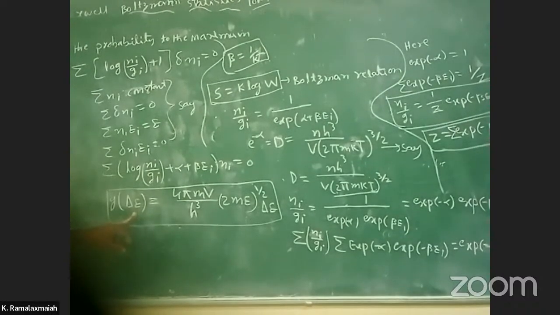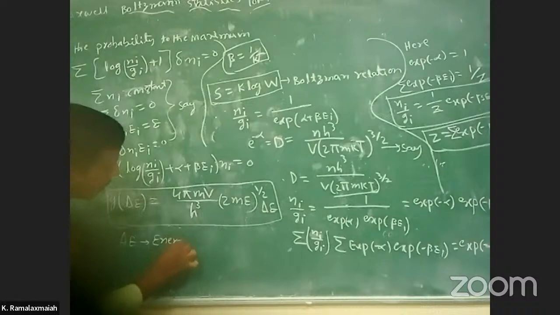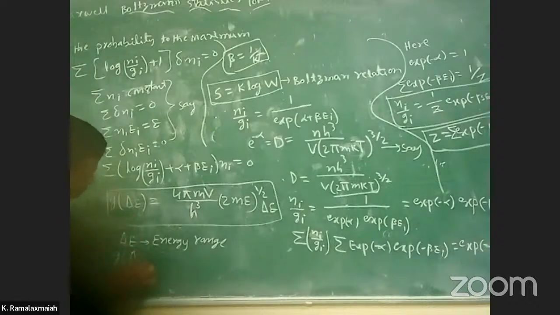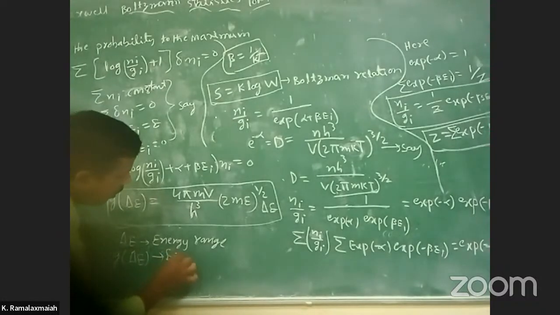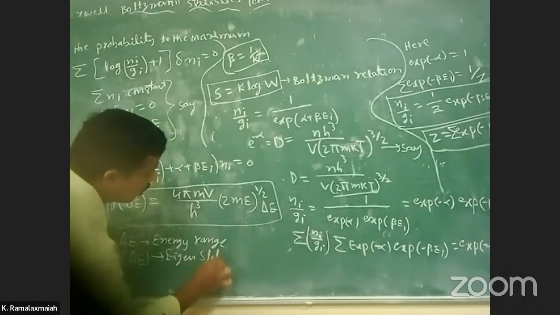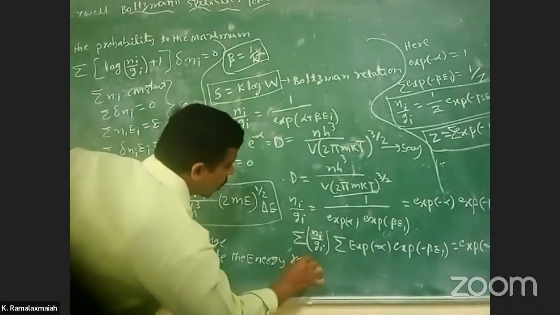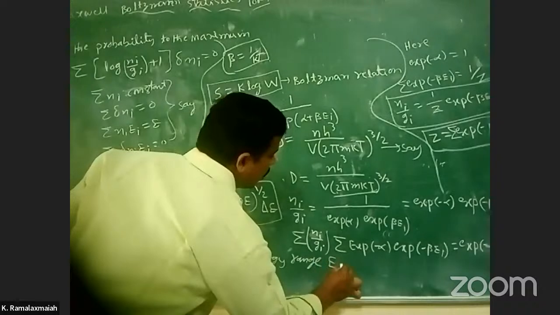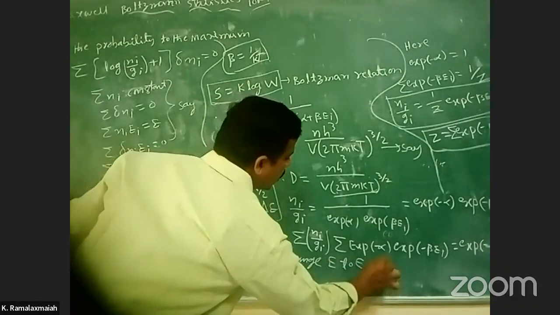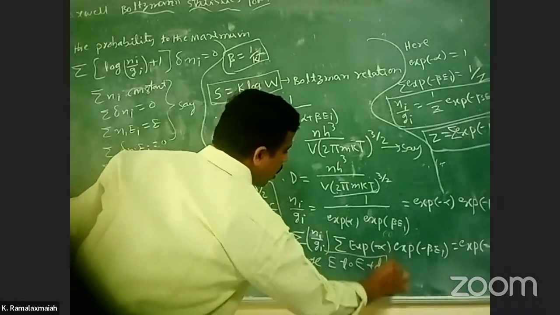The function is for the energy range E to E plus delta E. Delta E is the energy range, and G into delta E is the number of states in the energy range E to E plus delta E.